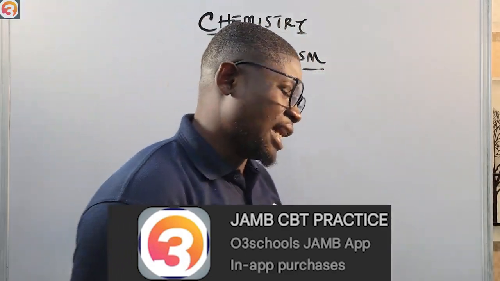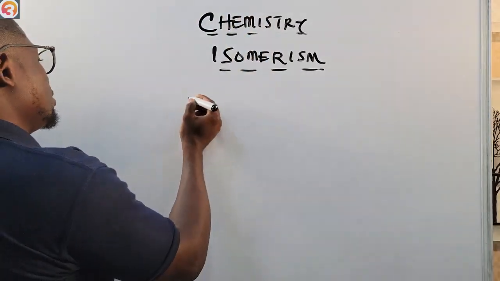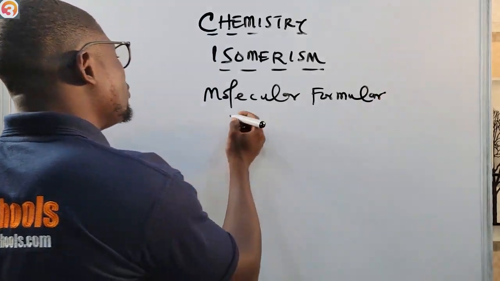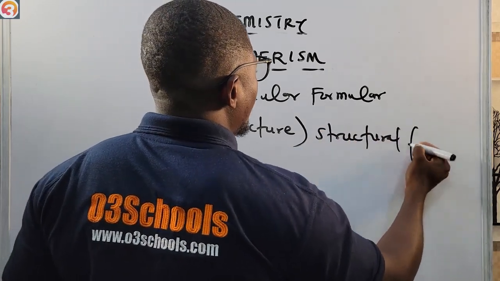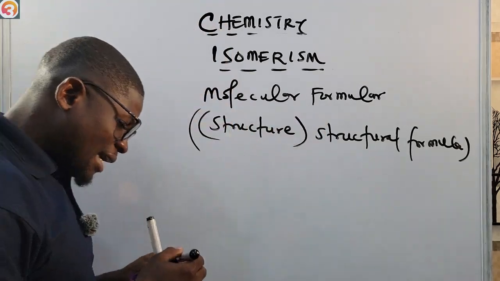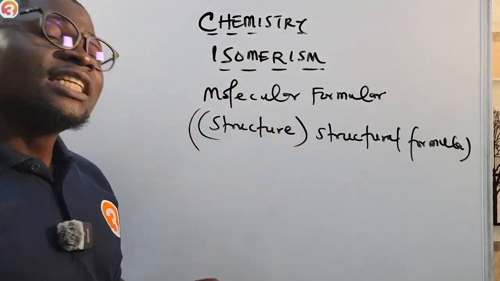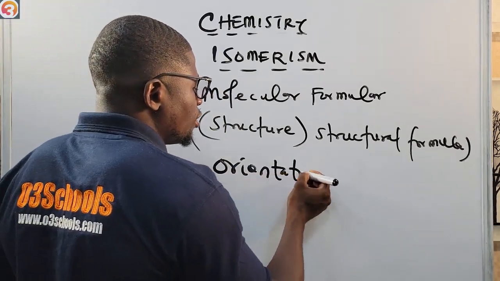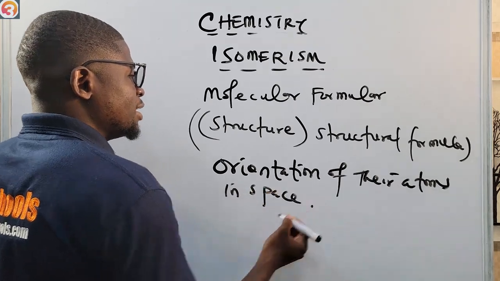Now let's talk about isomerism. Two or more organic compounds may have the same molecular formula but different structures, or different structural formulas. This is very possible. Sometimes, two or more organic compounds may even have the same structural formula, but they will differ in the orientation of their atoms in space. So you have to take note of that.